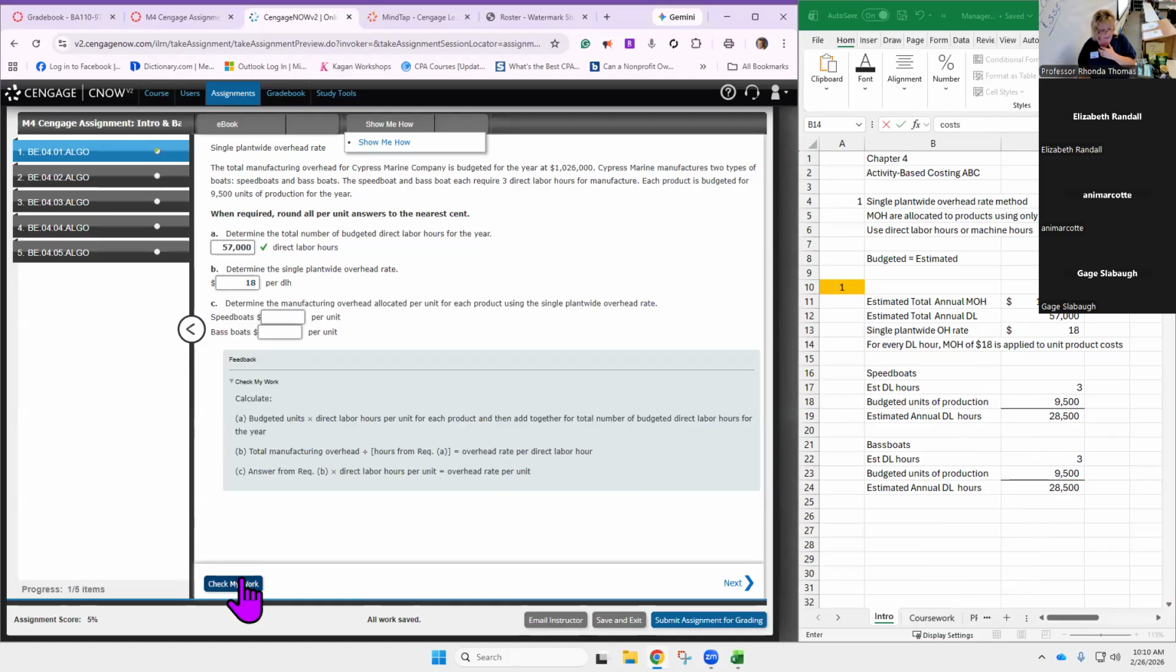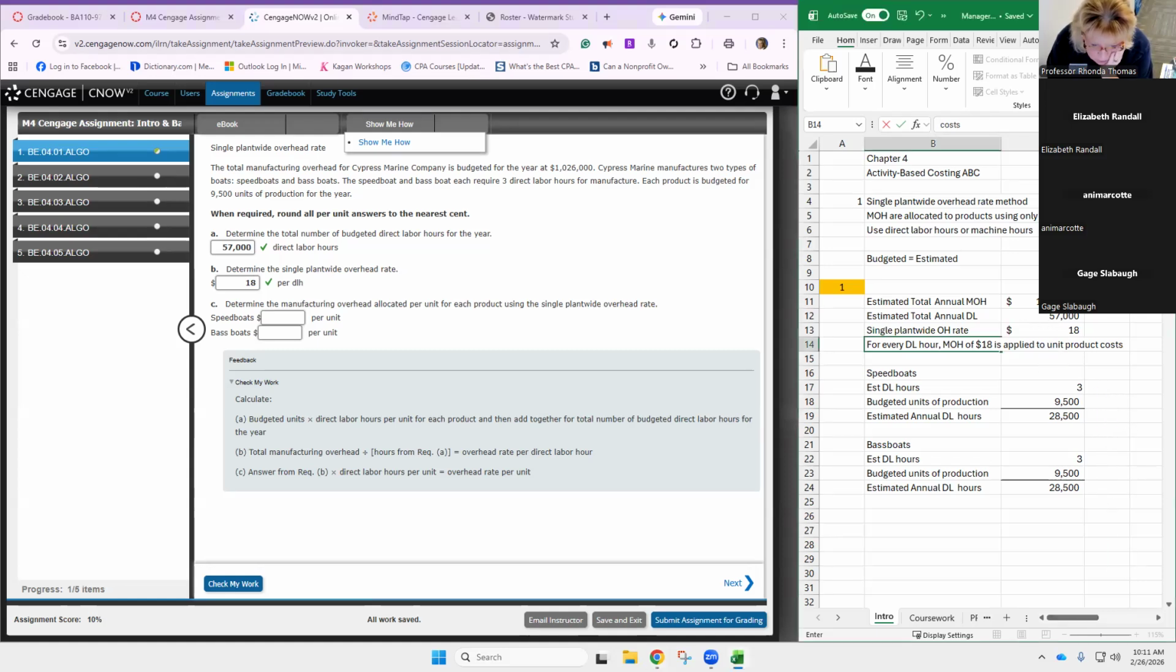Okay, let's see if we're right. Determine the manufacturing overhead allocated per unit for each product using the single plant-wide overhead rate. What is the predicted time to make the boats? 3 hours. So now we know how much to apply per direct labor hour.